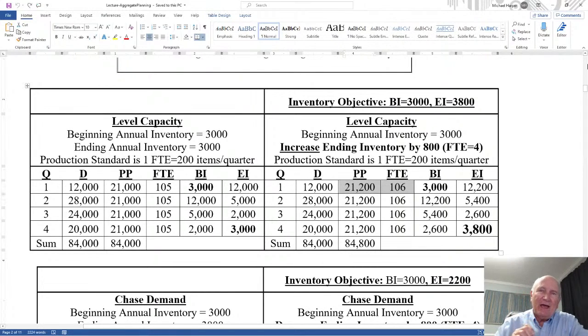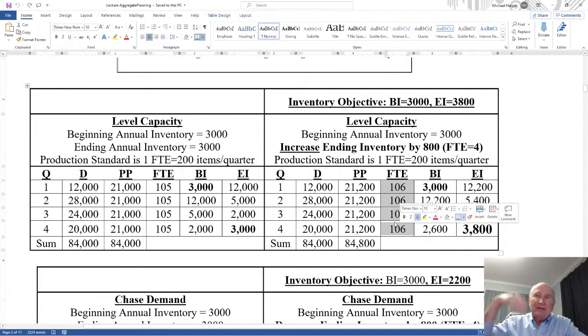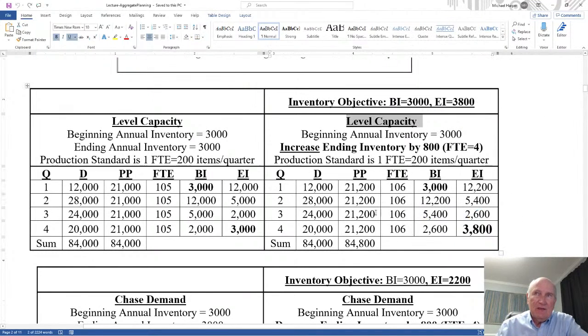But if you do that, then this plan no longer is level capacity. The capacity is no longer level. It's something called hybrid or mixed. It's something different. So if we want level capacity, then the only way is to take that 800 and the 4 and spread it evenly either over the production plan or over the capacity.